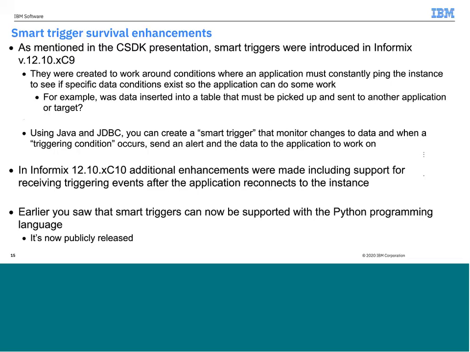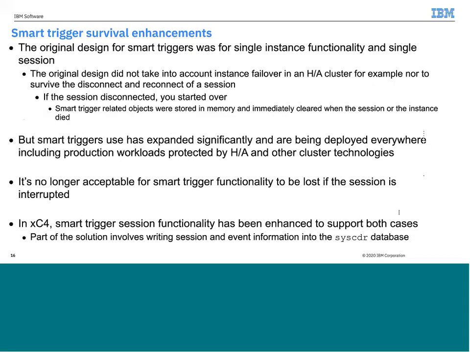Also in 14.10.xC4, we've now publicly published support for the Python language with smart triggers, so you're not limited to just Java and JDBC. Now, the original design for smart triggers was for single instance functionality and single session, and it didn't take into account an instance failover. So let's say your primary dies and you now move to another instance as primary. What happened to the smart triggers? Or what happens if your session disconnected and then reconnected?